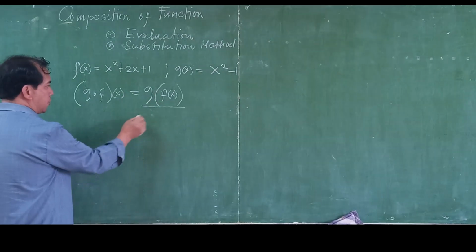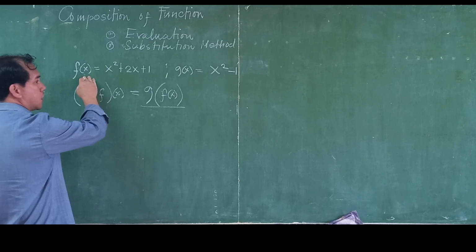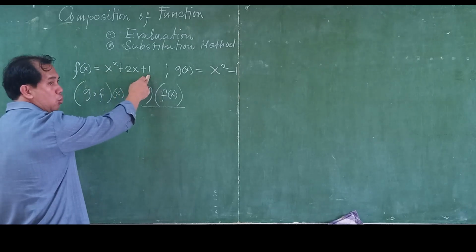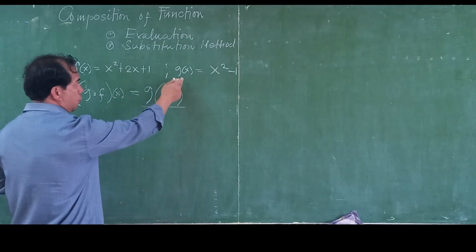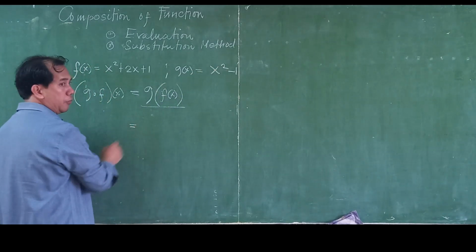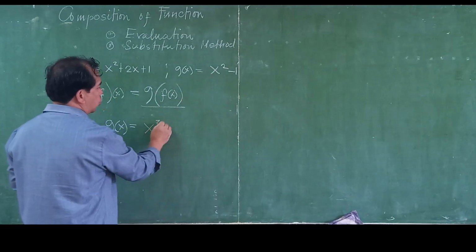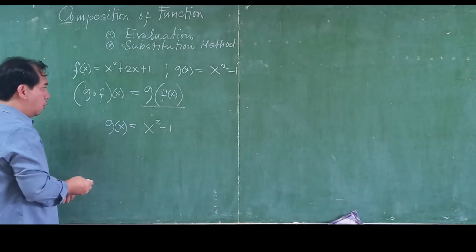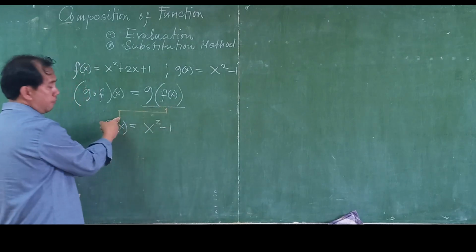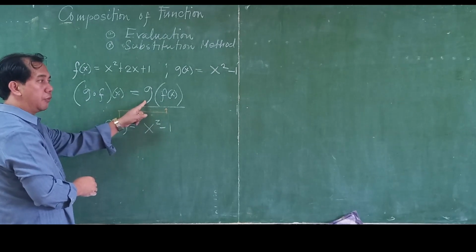Now, we just follow, okay? So, we will evaluate now using the definition of f of x, which is x raised to 2 plus 2x plus 1, okay? And of course, g of x is equal to x raised to 2 minus 1. Now, what is our outer function? g of x. What is the g of x? x raised to 2 minus 1. Now, the next thing now is we change your x. So I repeat, when we evaluate, we always start with the outer function. Okay?